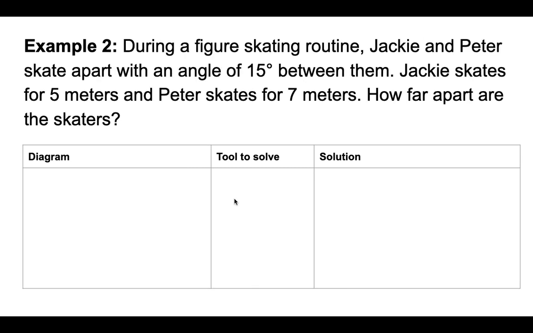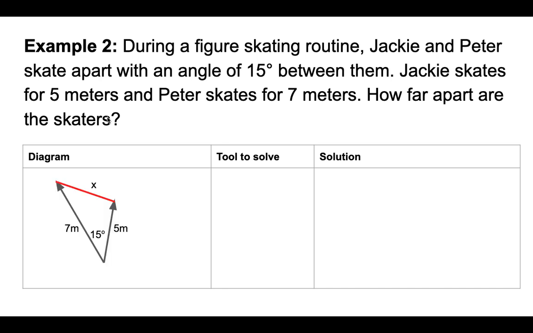Okay, example 2. We have a figure skating routine going on, and Jackie and Peter, at one point, skate apart from each other with an angle of 15 degrees between them. Jackie skates for 5 meters and Peter skates for 7 meters. How far apart are the skaters at this point?